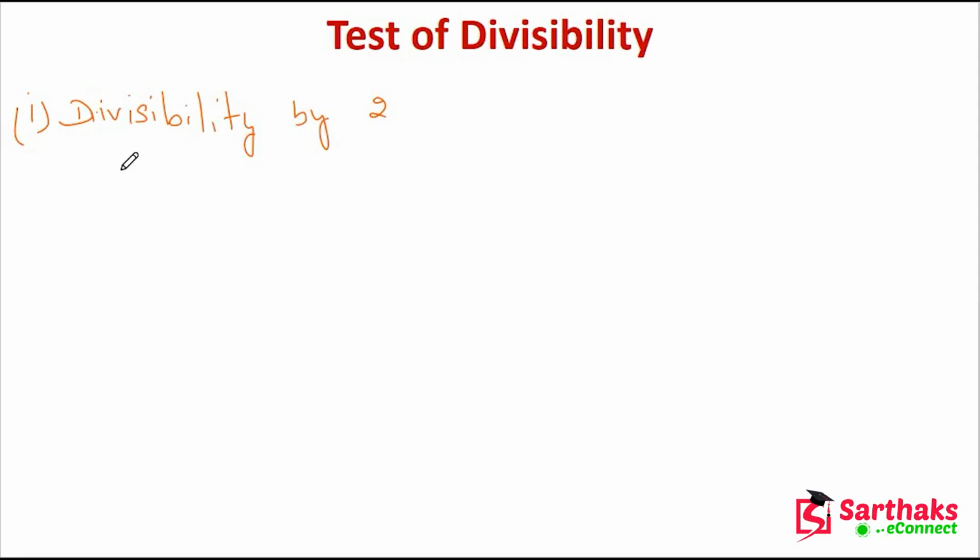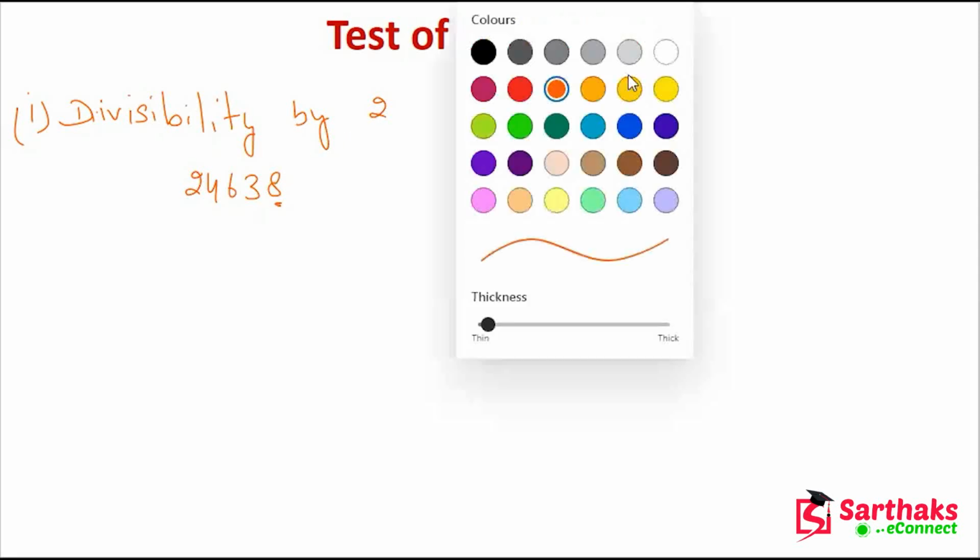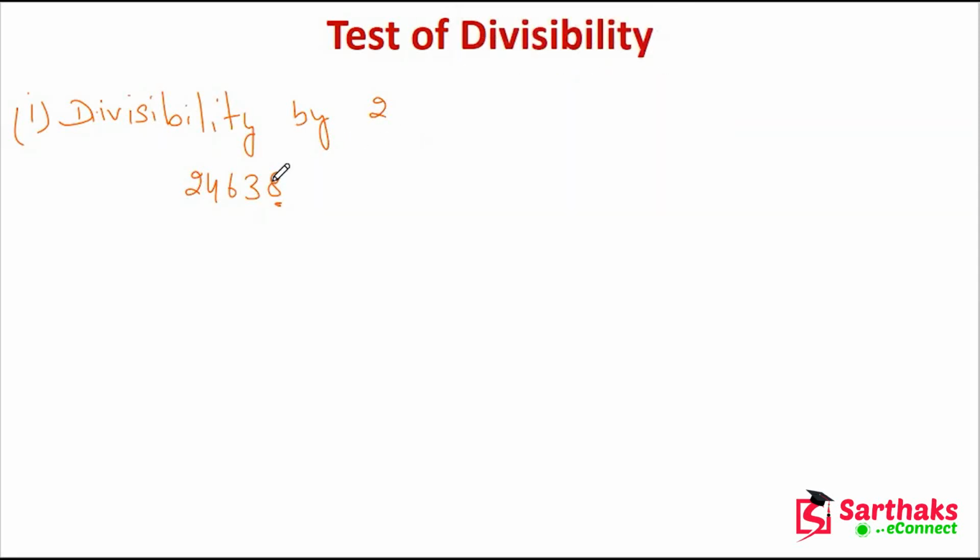What is the unit digit? Like if we have a number 2, 4, 6, 3, 8, the first digit from the right is the unit digit. So the unit digit is what? This is even. So we can divide the whole number by 2 very easily. Okay, so this is the divisibility by 2.